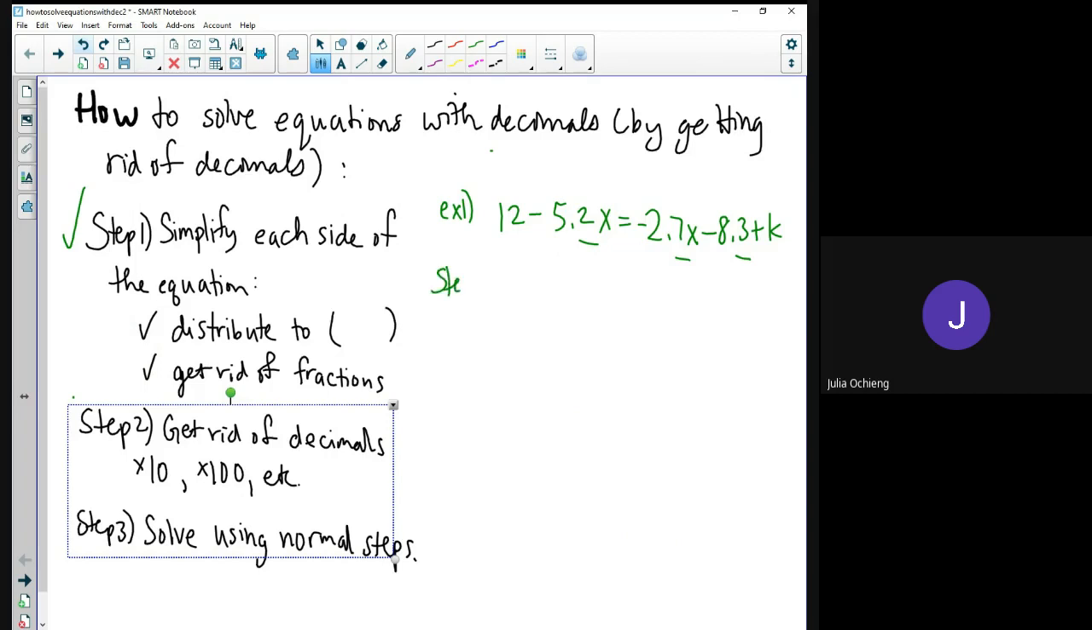Step 2. I'm going to multiply the entire equation by 10. So I'm going to rewrite it just to make it a little clearer what's going on. And so I am going to distribute that 10 to the 12. It's going to be 10 times 12, which is 120. And then 10 times minus 5.2x.